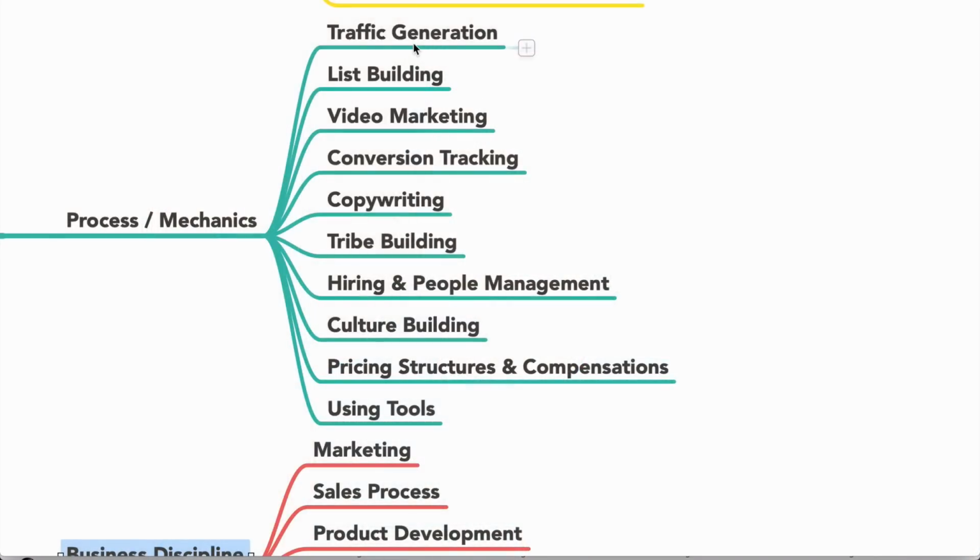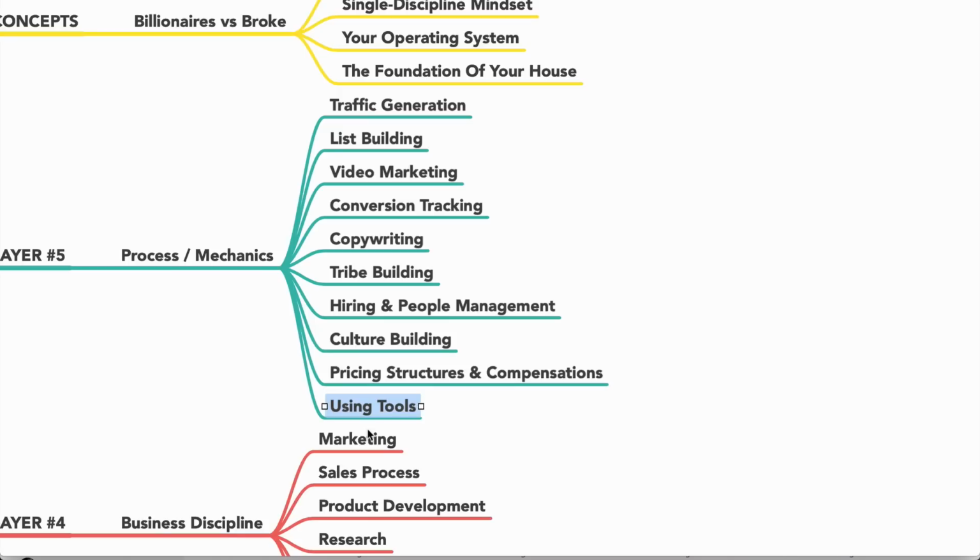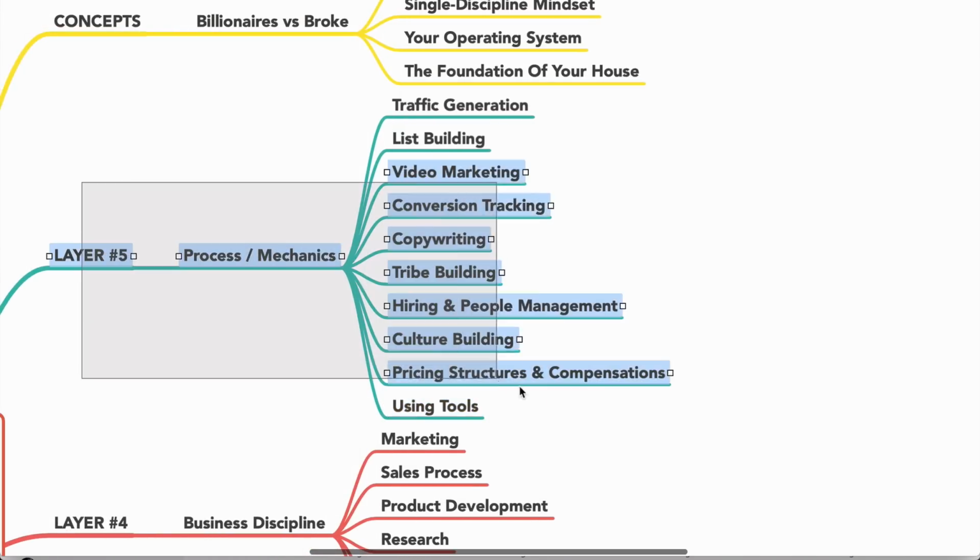Now let's come to the first layer, the topmost layer, the mechanics and the processes, which is what everybody wants to learn anyway. Tell me which is the best traffic source, show me how to build my list, how to do video marketing, how to track your conversions, how to write good copy, how to build your tribe, how to hire and manage people in the right way, how to build the right culture in your organization, how to structure your pricing and compensation for your products or services, and how to use different tools. All of this plays only in layer number 5. It is only the topmost layer.